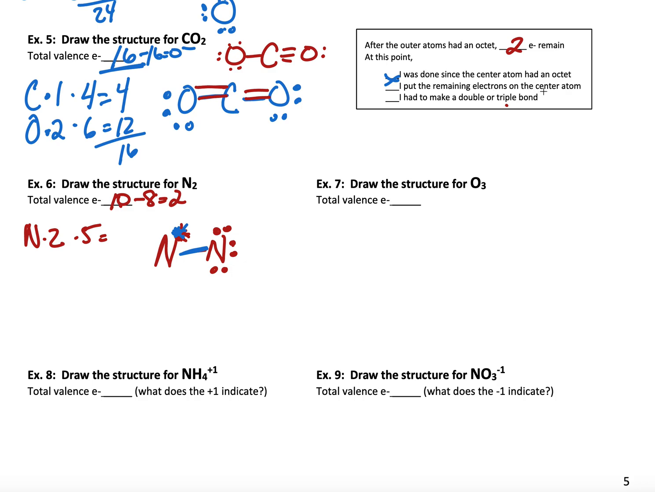I put the remaining electrons on the center atom. All right, let's do that. Let's put the 2 remaining electrons on the center atom. But are we done? No. Now it has 1, 2, 3, 4. Still not 8. So now we've got to look at our last option: I have to make a double or a triple bond.